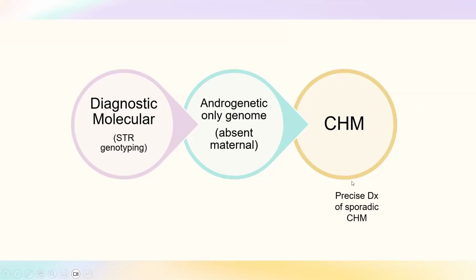And how can I reach the precise diagnosis? The precise diagnosis is using diagnostic molecular testing, the most accurate of which is short tandem repeat genotyping. In case of complete mole, it will give us an androgenetic-only genome, that's paternally derived only. I know that karyotyping is the thing that people can use nowadays, but actually the karyotyping would tell you the ploidy only. It will say if it's diploid or triploid or tetraploid, but it cannot tell you if it's maternal or paternal or biparental.